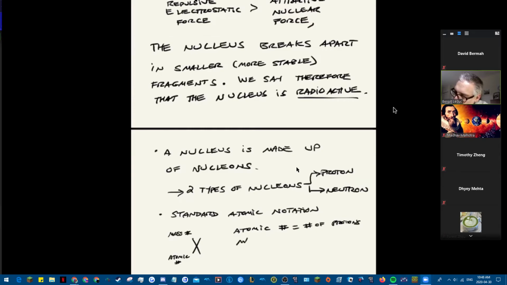Now, what does the mass number give you? Not atomic mass, I didn't say atomic mass. The number of protons and neutrons. That's correct. So the number of nucleons. This is the number of protons plus the number of neutrons.